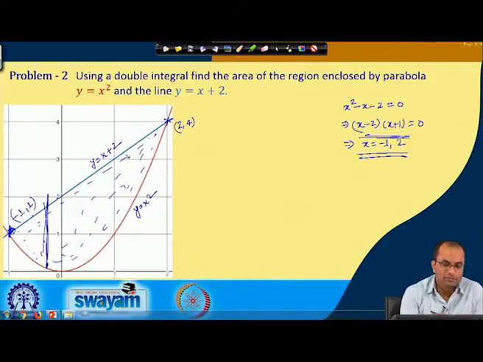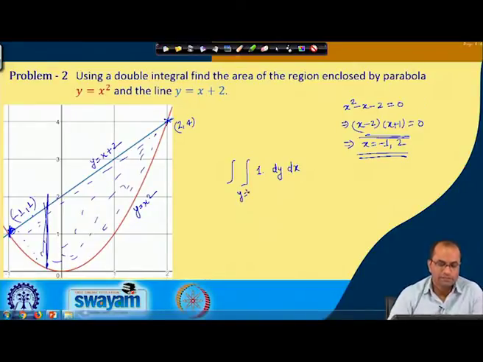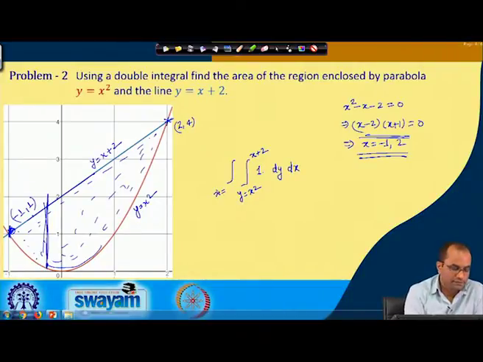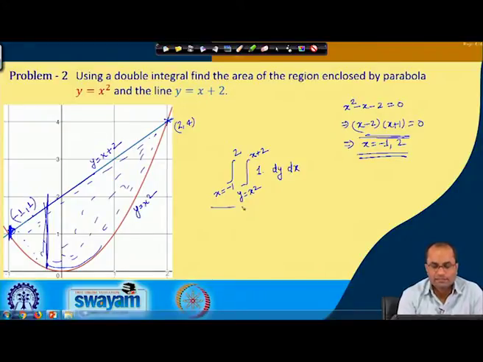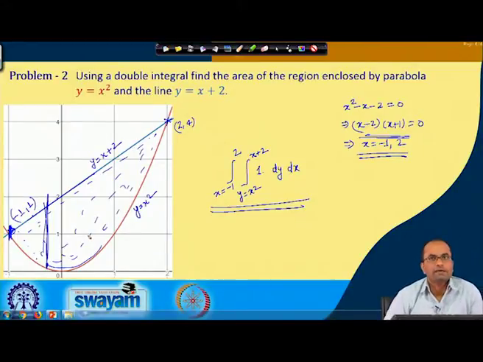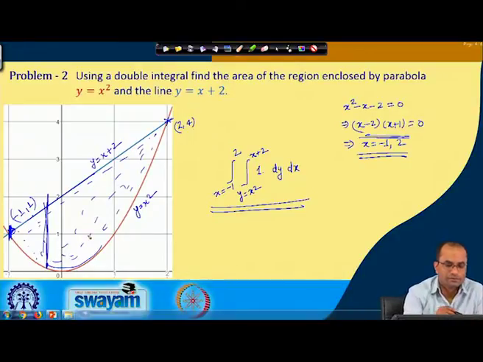So, this area bounded by these 2 curves, we will compute this integral, the integrand will be 1, and then we have dy dx. The limits of the inner integral with respect to y will be from y is equal to x square to y is equal to x plus 2, from the parabola to that line. And now, for the x, as discussed, we will take from minus 1 to 2, which we can easily integrate, and then we will get the area enclosed by these 2 curves.